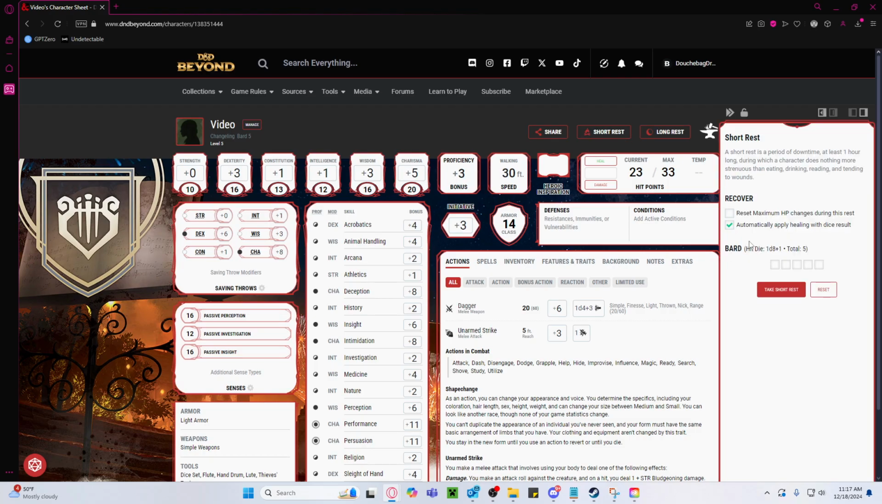Also, we got our little short long rest here. You only have so many of these per day for the short rest, and they're at least an hour long of just sitting and doing really nothing. And you can pick how many of these dice you want to use, but you only have this many dice to use per long rest. So these are just breaks, and you get some health back.